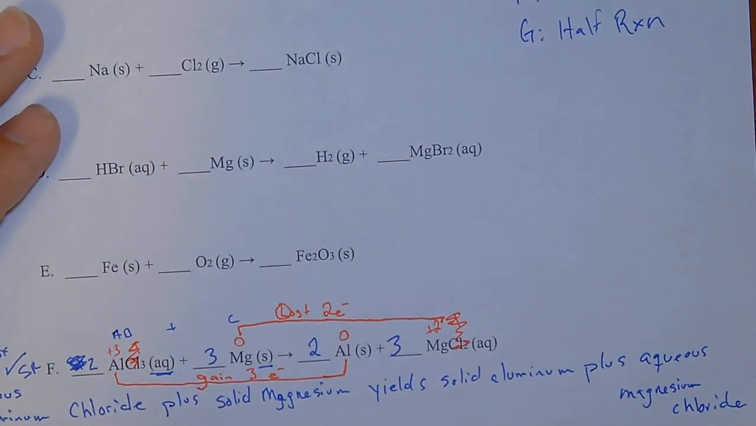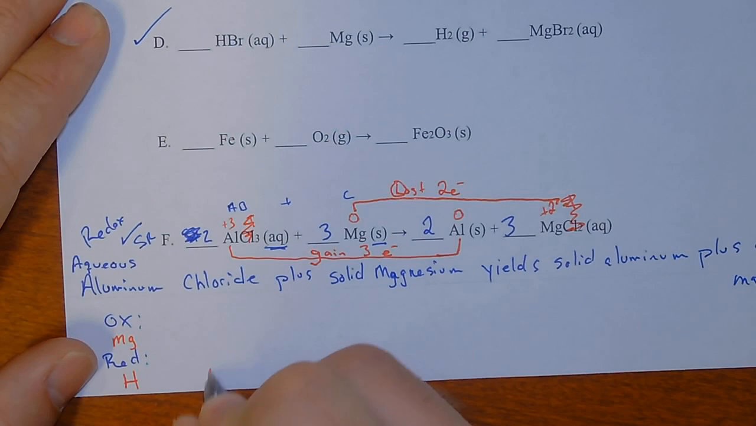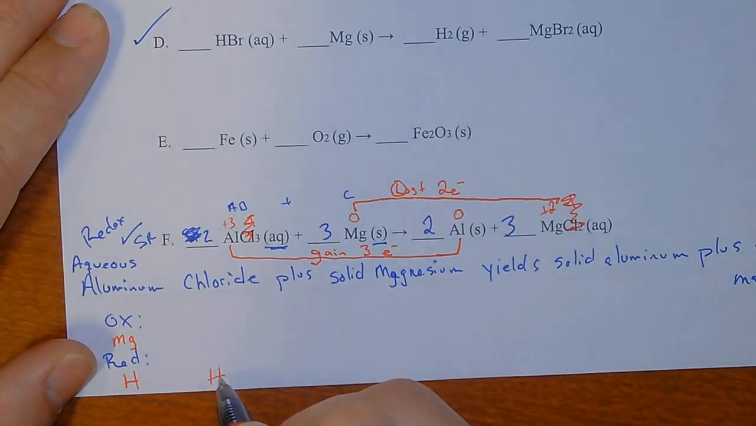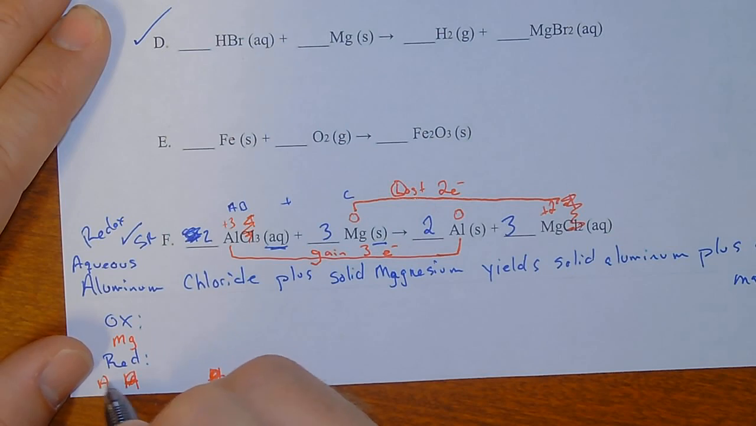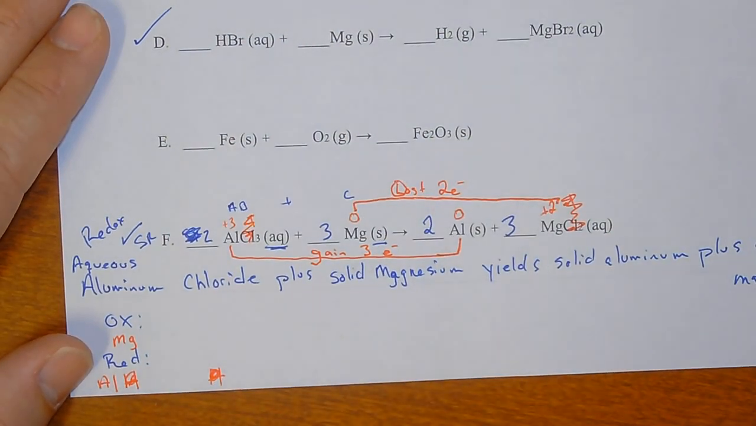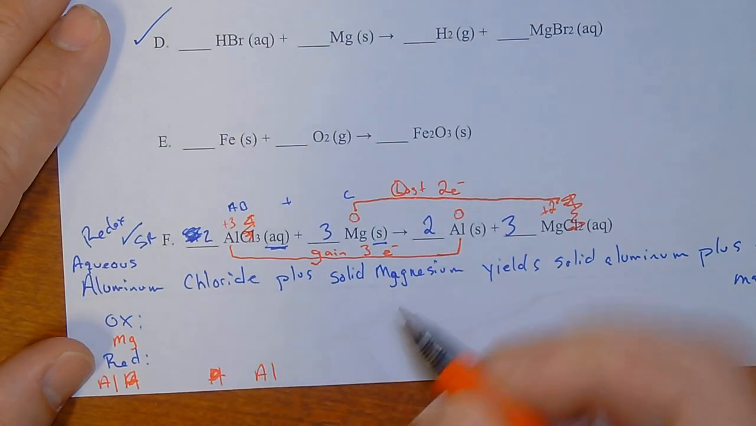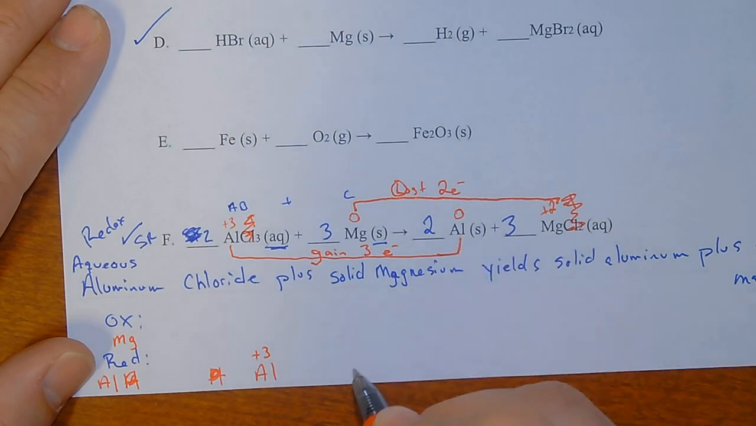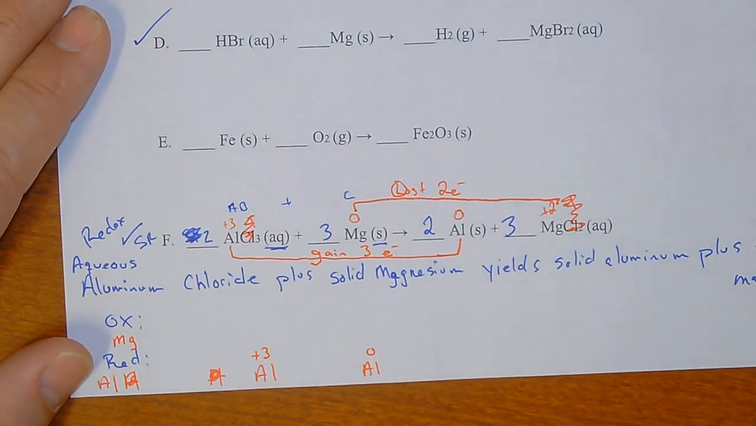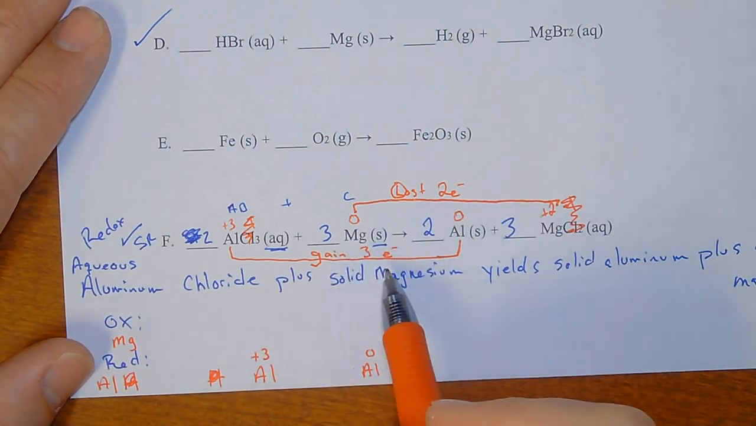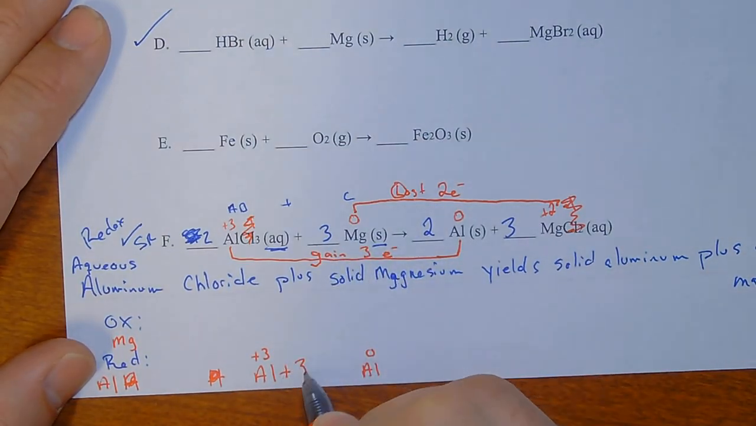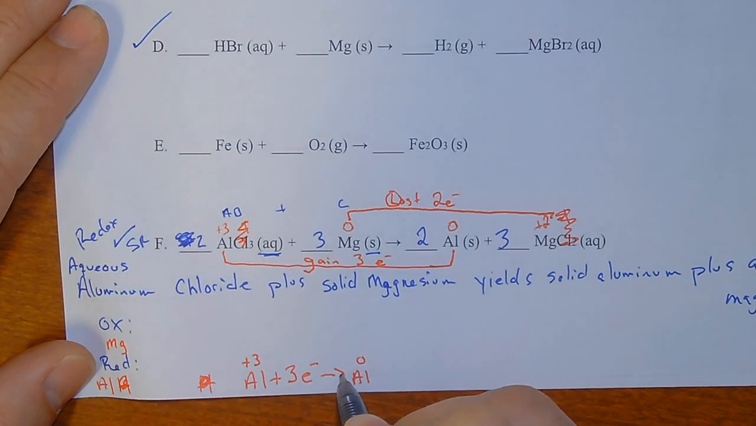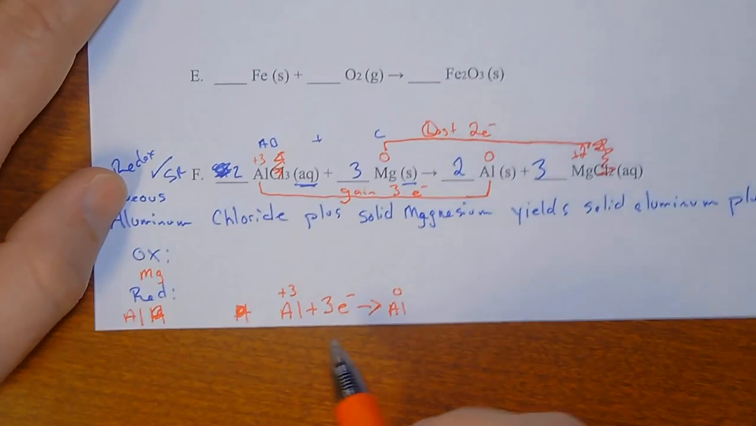Now we go to G, writing your half reaction. So if we start with our reduction, let's see, there we go. Aluminum starts off as +3 and ends as aluminum 0. How did that happen? Well, it gained 3 electrons. So it gained 3 electrons to produce that. And there's your half reaction. There we go.